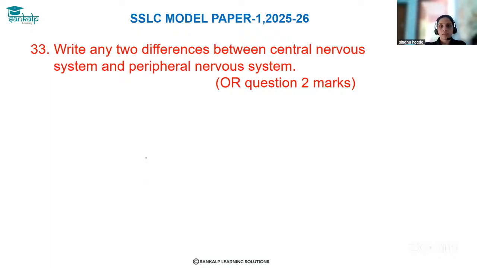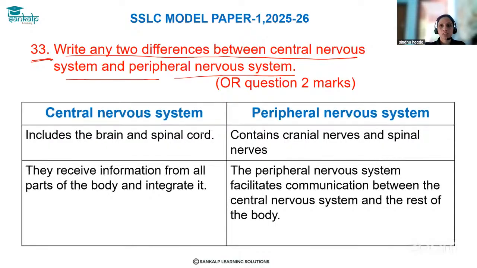Hello everyone. Let us see question number 33. Write any two differences between central nervous system and peripheral nervous system. Here you have to write any two differences between the central nervous system and peripheral nervous system. Let us see what is the difference between them.